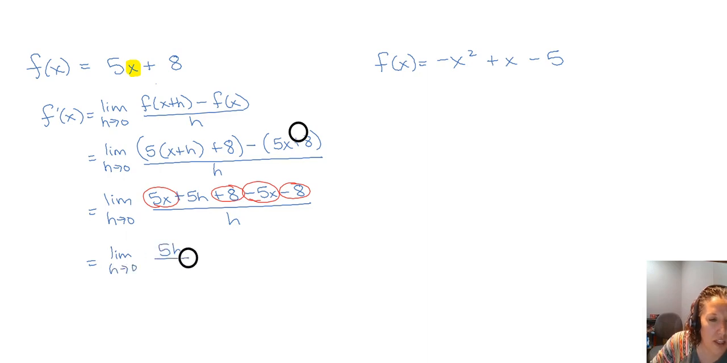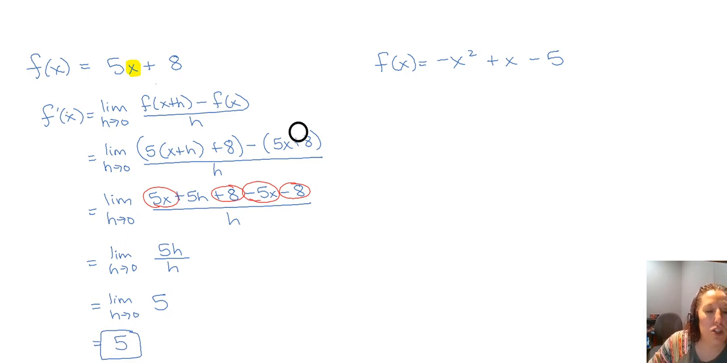We've got 5h over h. Those h's will divide out, and then we can take the limit of 5. That does not rely on h any longer. It's just the constant value 5, so it doesn't matter what h is approaching, that is always going to be equal to 5. So our derivative of the function 5x plus 8 is equal to 5.